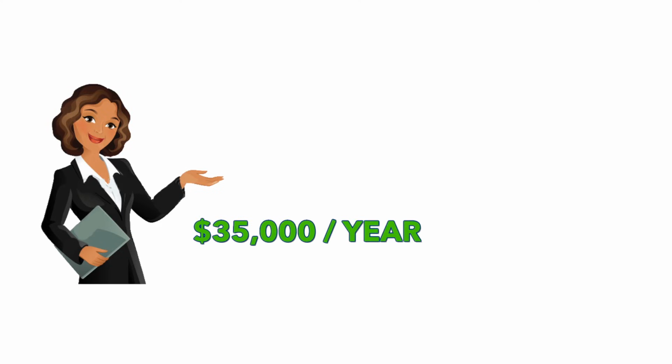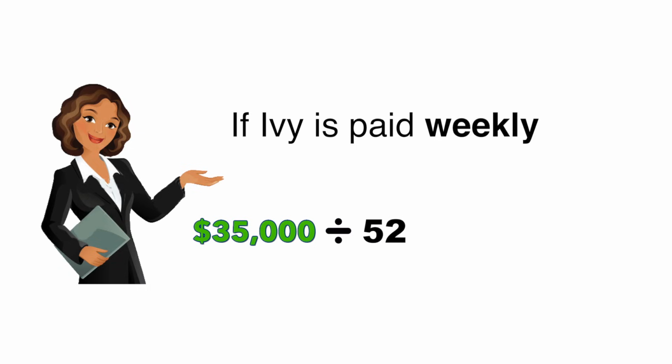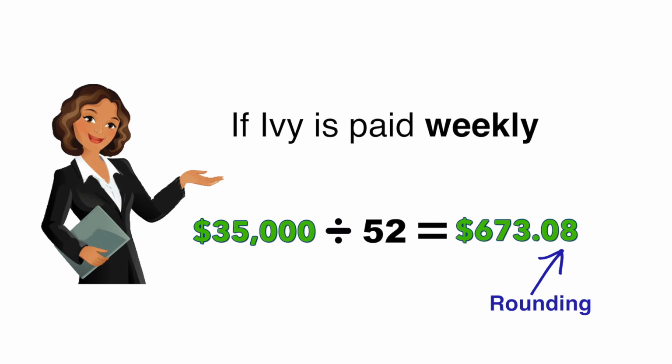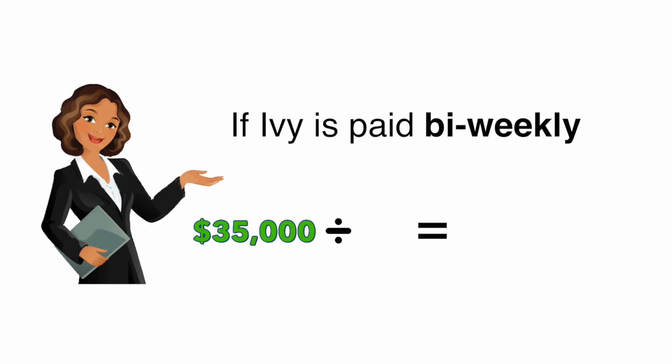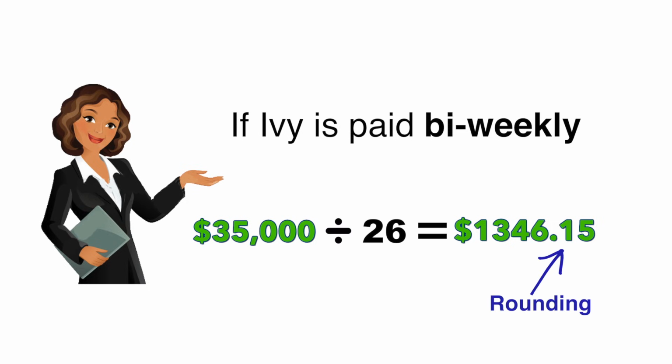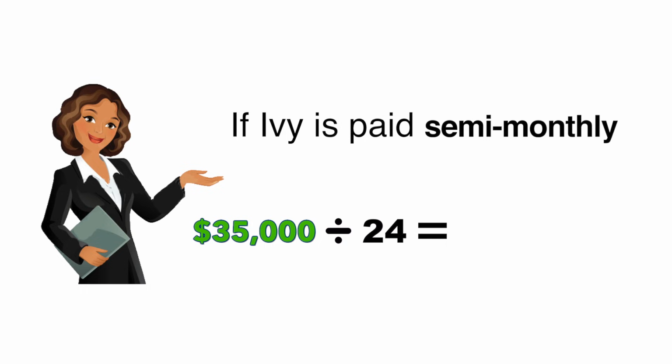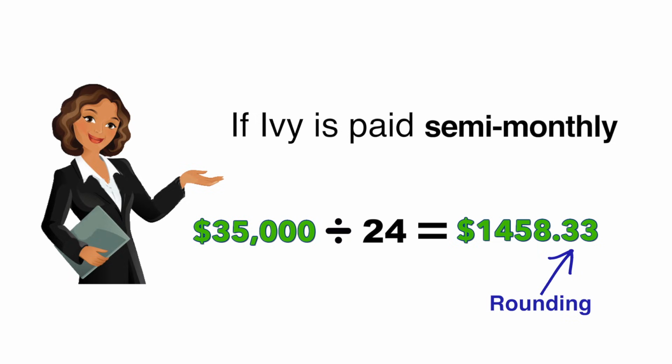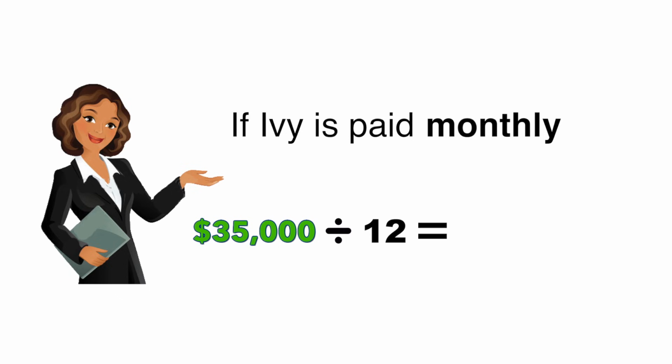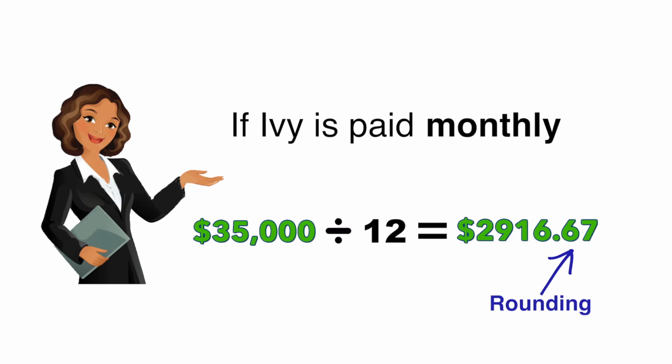Ivy makes $35,000 per year. Let's calculate her gross pay for the 4 different payroll periods. If Ivy is paid weekly, her gross pay every week will be $673.08. If Ivy is paid biweekly, her gross pay every 2 weeks will be $1,346.15. If Ivy is paid semi-monthly, her gross pay twice a month will be $1,458.33. And if Ivy is paid monthly, her gross pay every month will be $2,916.67.